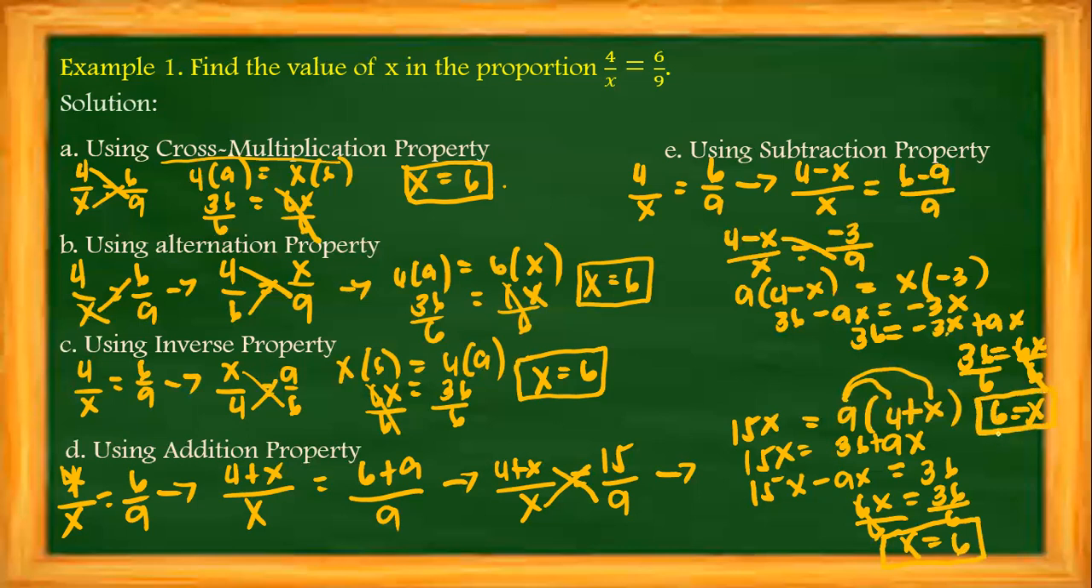Alright, so as you can notice, we get the same answers using the properties of proportion. First, we have cross multiplication, alternation, inverse, addition, and subtraction property.